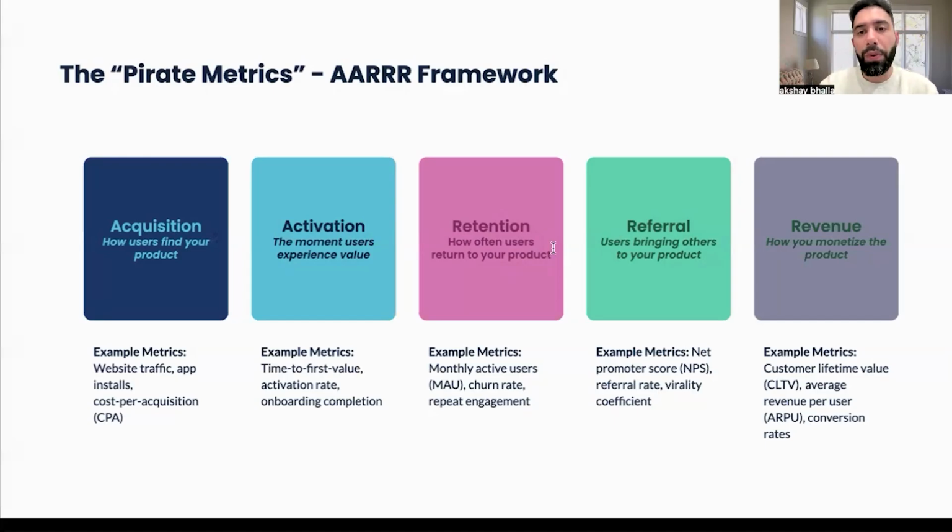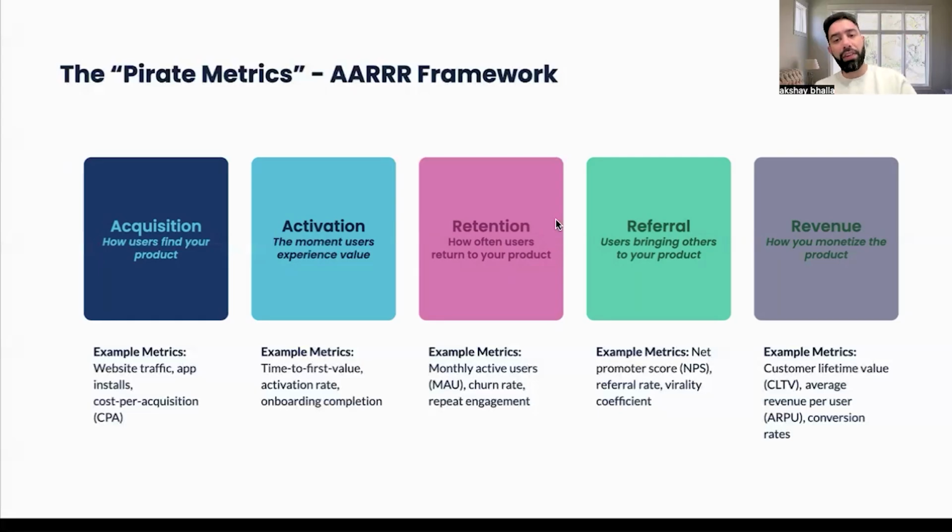Acquisition focuses on how users have discovered your product. It's about creating awareness and driving the engagement to bring the users in. Next step is the activation. And that is the moment where users have actually experienced the core value that your product was supposed to provide them. Think about it like their aha moment. Hey, oh, this is exactly what I was looking for.